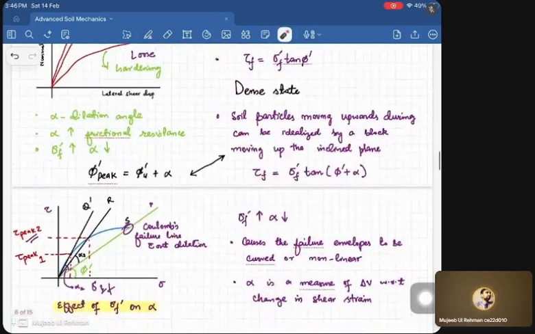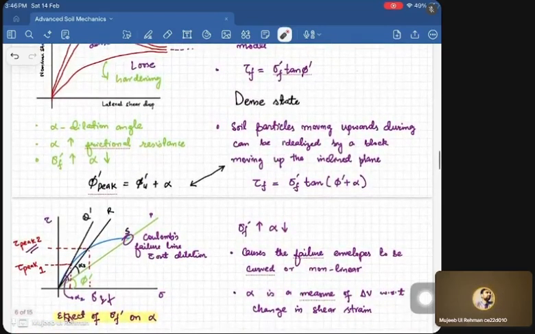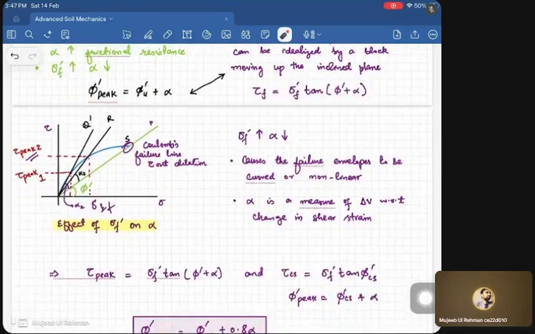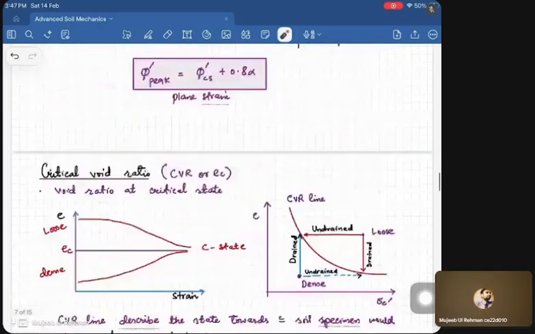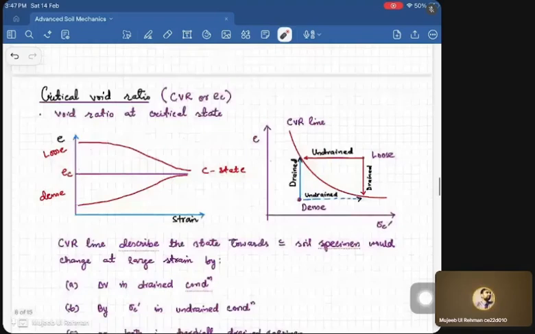how dilation comes into picture, and how we are actually determining the dilation of the sample, and how this dilation is affecting the volumetric response, and also the effect of the normal stresses on the dilation. Then we determined the peak shear stress tau f and critical shear stress, and after that we discussed the critical void ratio, which is the final void ratio which the soil can achieve irrespective of the initial state.